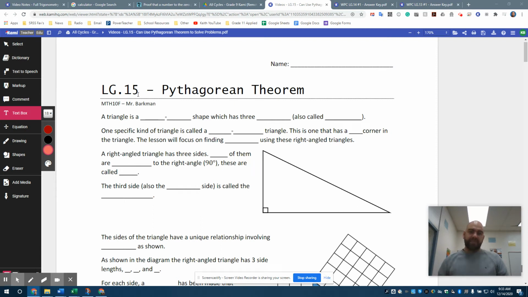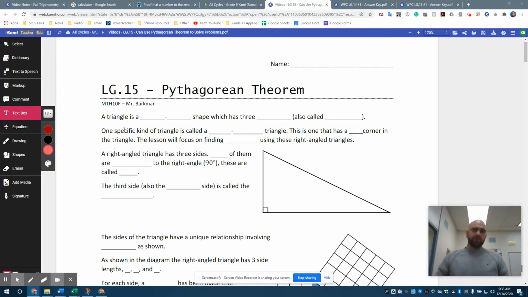Learning goal number 15. We're going to be taking a look today at the Pythagorean theorem. It's something that you probably saw last year in grade 8. And so we're just going to go over it, do a quick review, and then we're going to do some practice on how to use the Pythagorean theorem and how to come up with our answers.